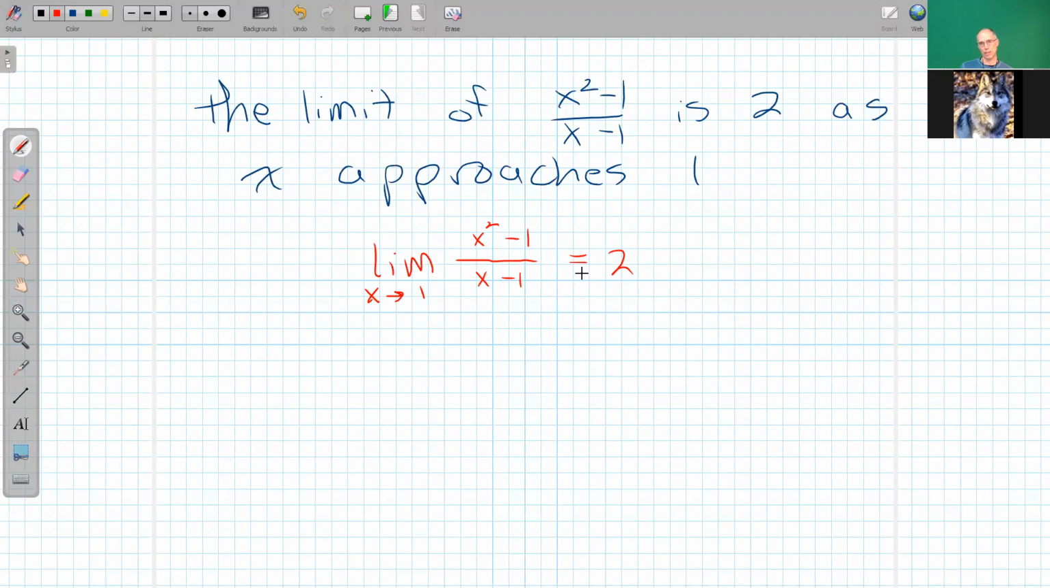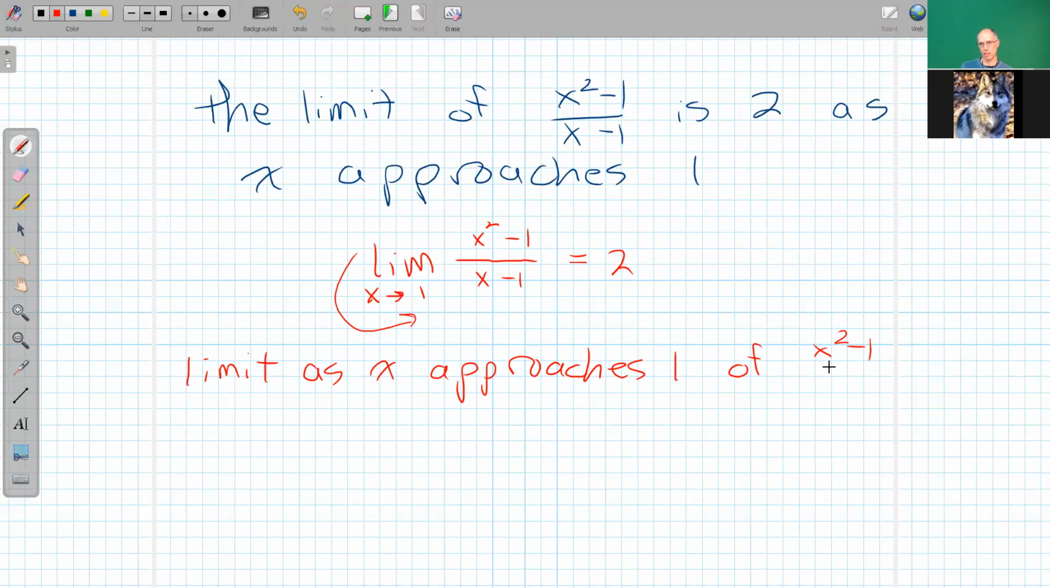So again, this red thing is read, R-E-A-D, in this blue text right here. The limit of this function right here is 2 as x approaches 1. Sometimes we can read it in this direction. So I could also say the limit as x approaches 1 of x squared minus 1 over x minus 1 is 2.